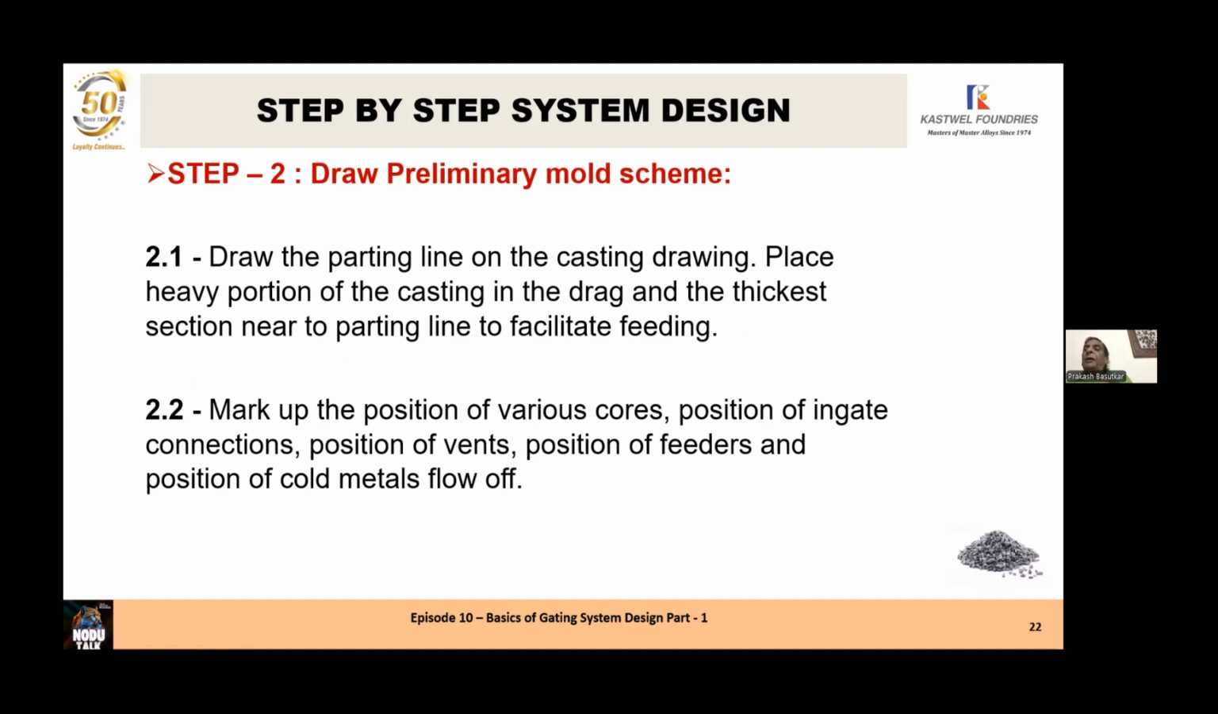Point number 2, mark out the position of the various cores, the position of the ingate connections, the position of the vents to vent out the gases, the position of the feeders, and the position of cold metal flow-offs, because the first metal which enters the mold cavity is cold. So we must remove this first cold metal, otherwise we will have cold metal defects in the casting. So we provide cold metal flow-offs to remove the first cold metal. Away from the gating system is normally where the first cold metal will be reaching. So you put the cold metal flow-offs at the end on the opposite side of the gating system.